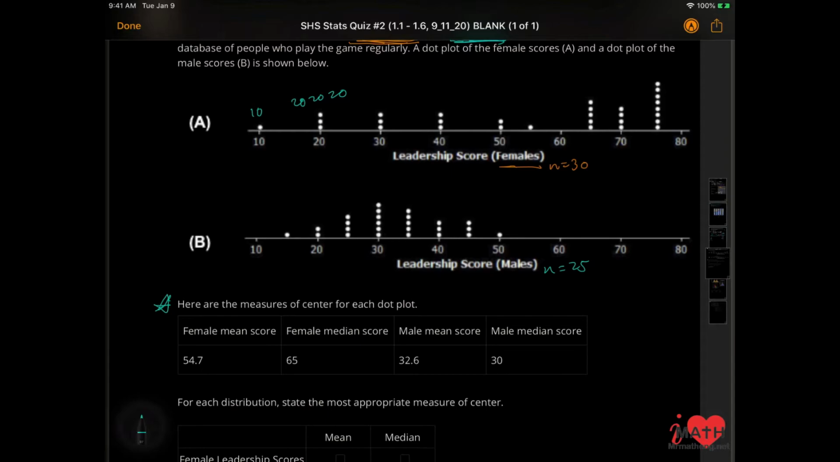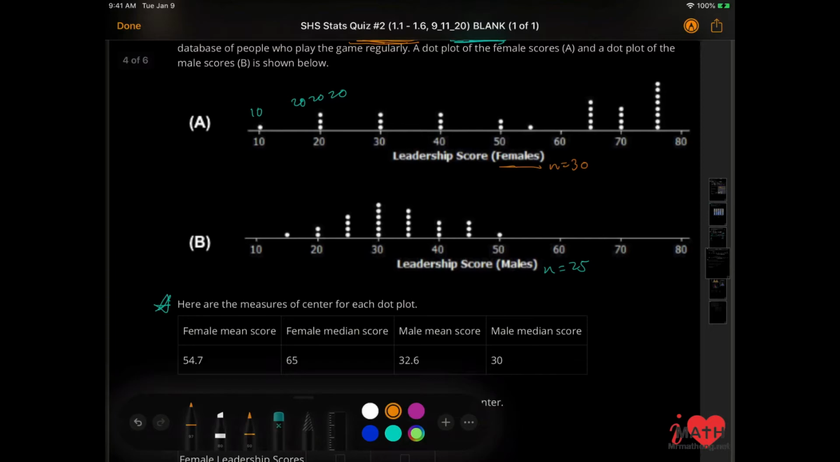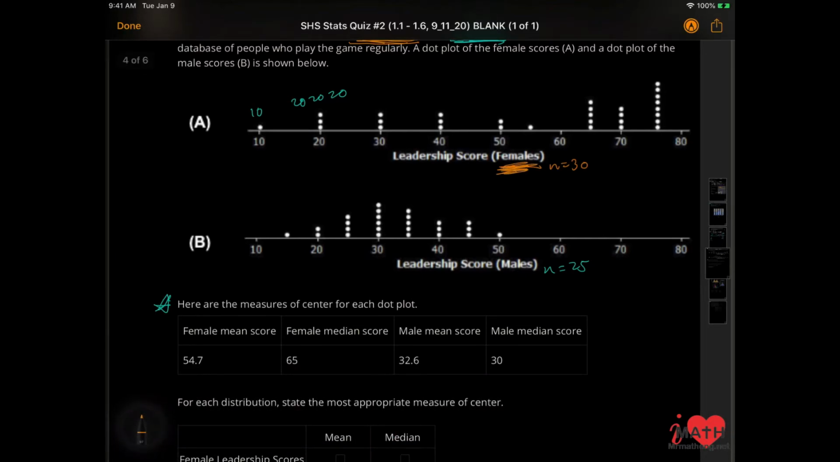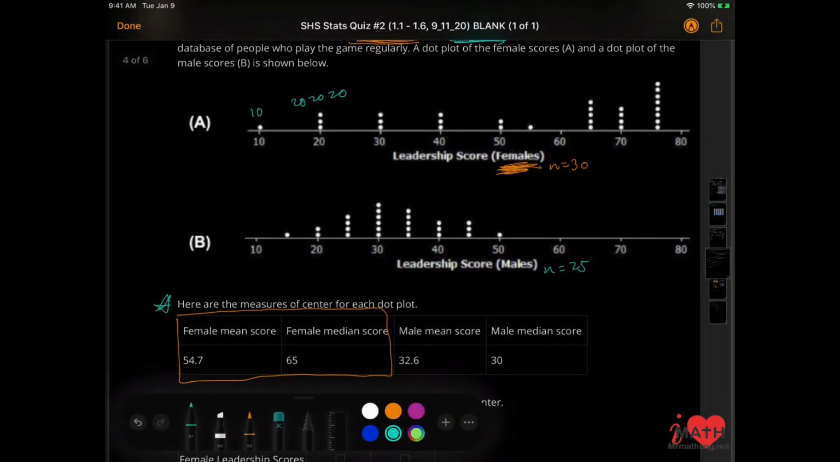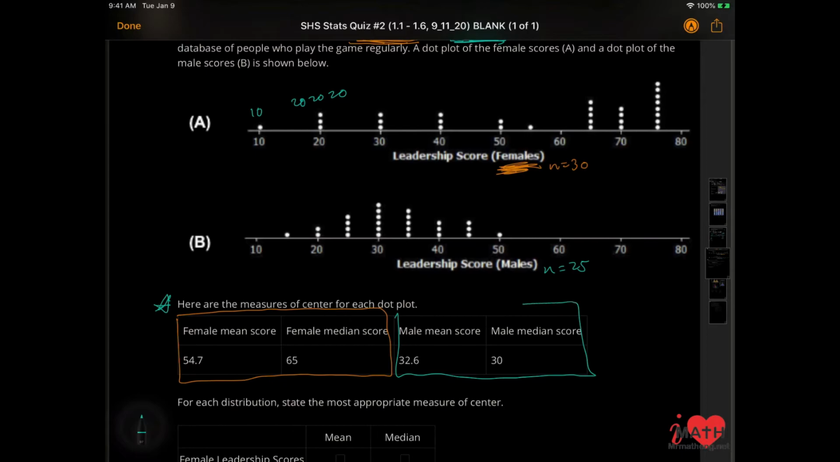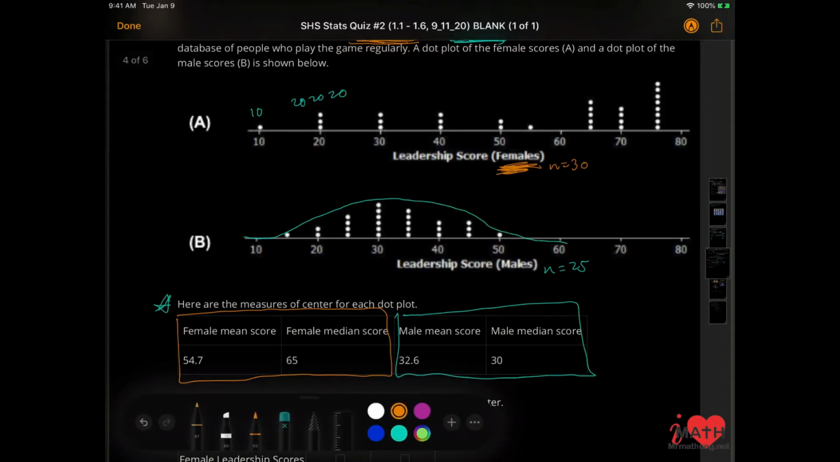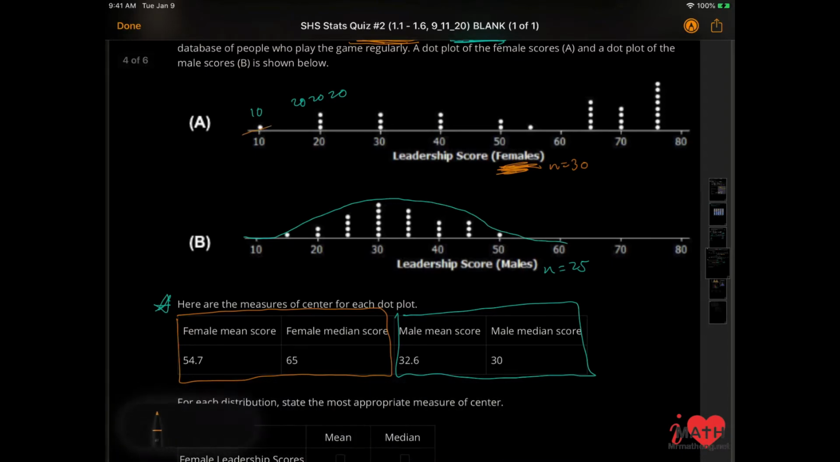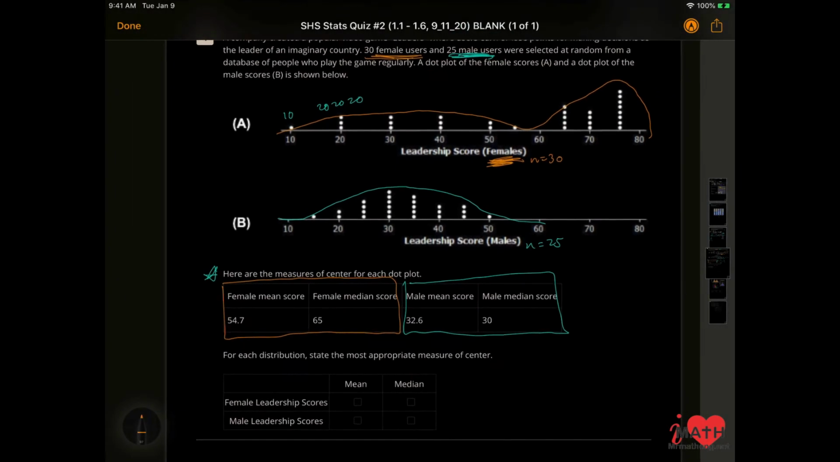Now you could list out what the dots mean, right? That's 10, 20, 20, 20, but they've already given us information here. They've already given us the mean score, which is 54.7, and the females' median, and they've also given us the male mean and median. But remember, they've given us a visual too. So we can kind of draw over our graphs, looking at the graphs for our females.